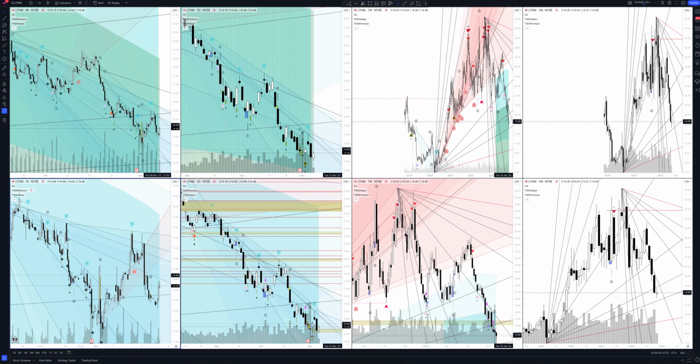Today we will take a look at Livent Corporation stock. Let's analyze the market situation and find out how you can make money on it. Let's start.